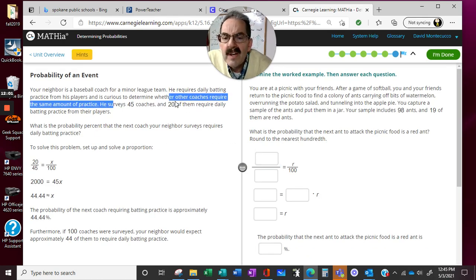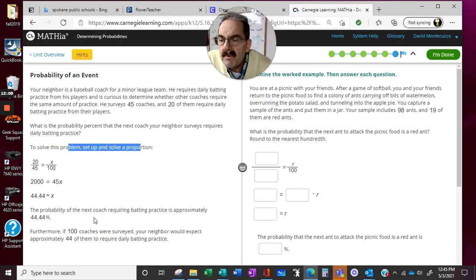Okay, 45 coaches, 20 of them, probability of an event. What is the probability that the next coach surveyed requires practice? To solve this, we will use this proportion.